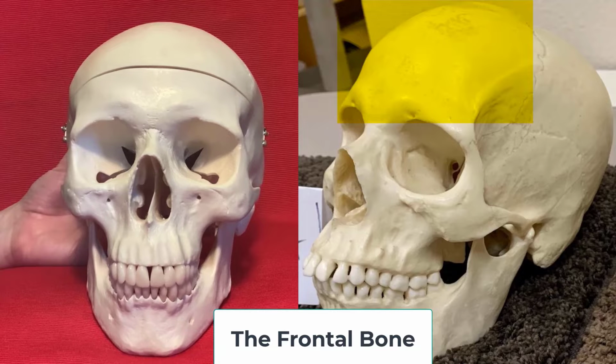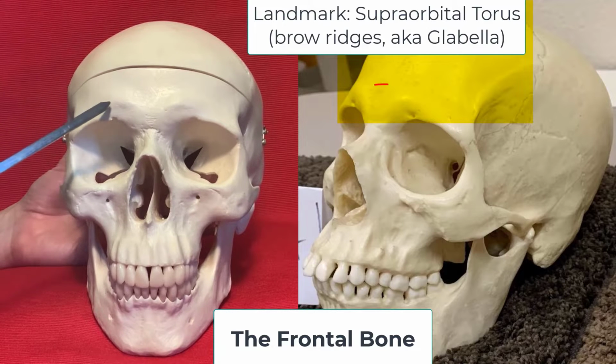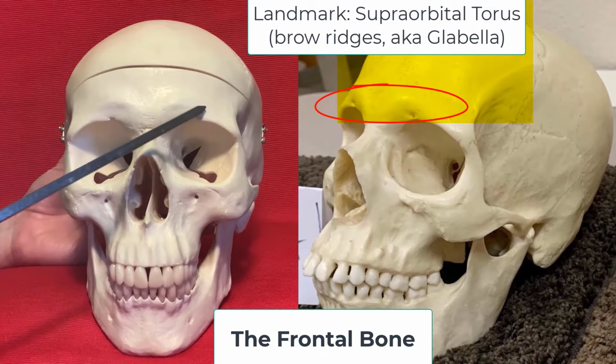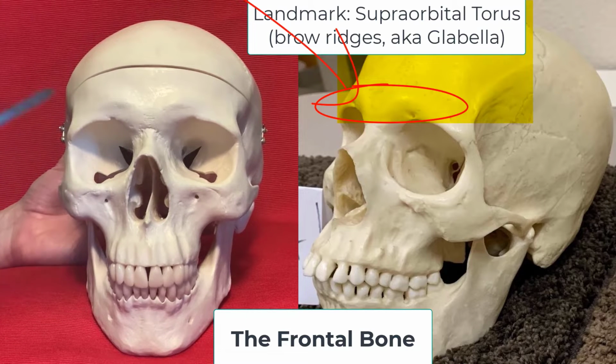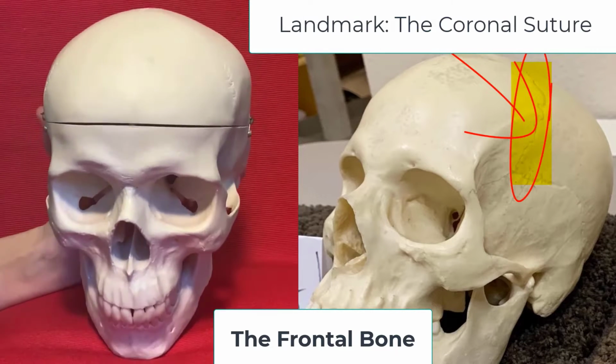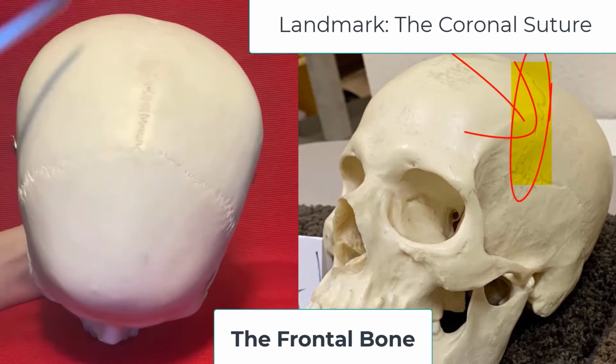The first landmark that you need to know is called the supraorbital torus, and these are your brow ridges. It's also called the glabella. This is an important feature because it's used for determining sex estimations, so keep that in mind once we get to Module 3. Another important feature on the frontal bone is called the coronal suture.